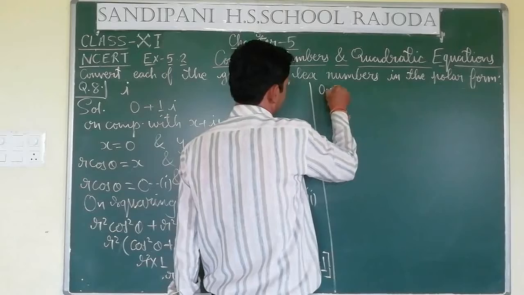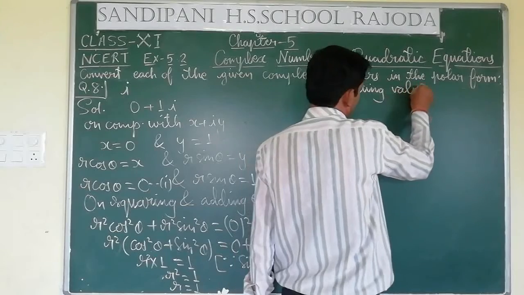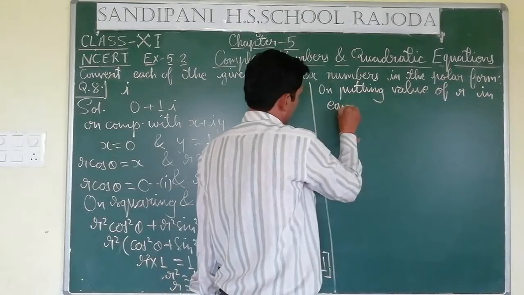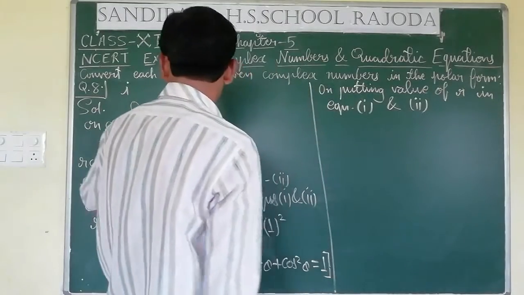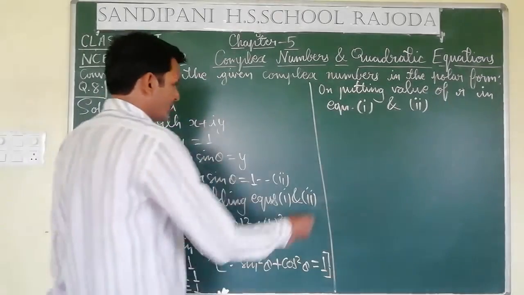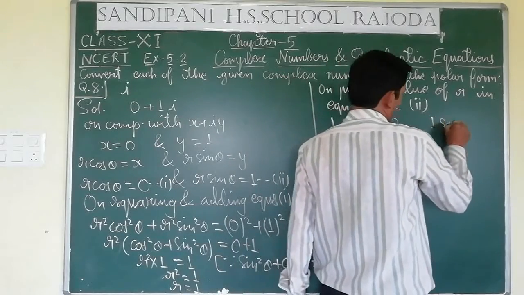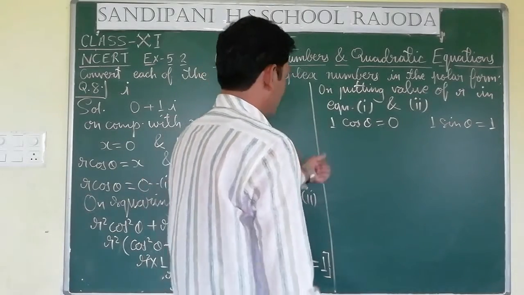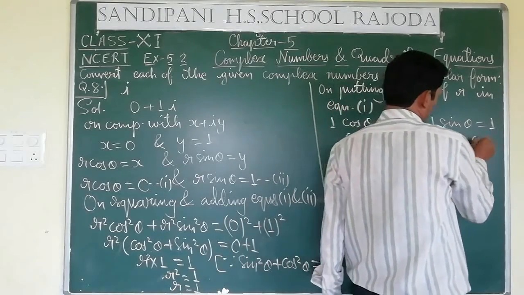On putting value of r in equation 1 and 2, what we will get? 1 cos theta is equal to 0 and 1 sin theta is equal to 1. See, 1 sin theta is equal to 1 and 1 cos theta is equal to 0. So 1 into cos theta is cos theta. So cos theta is equal to 0 and sin theta is equal to 1.